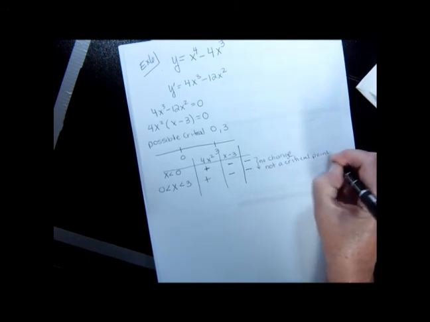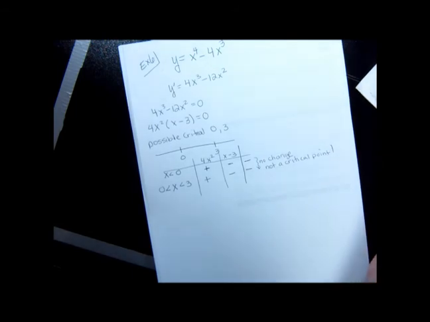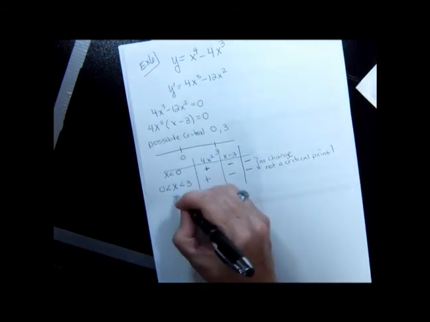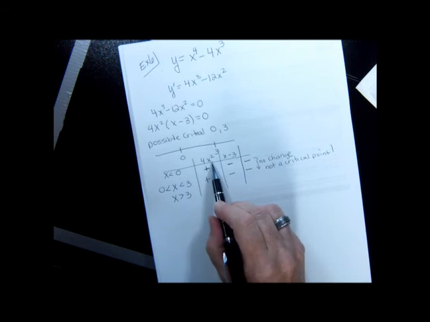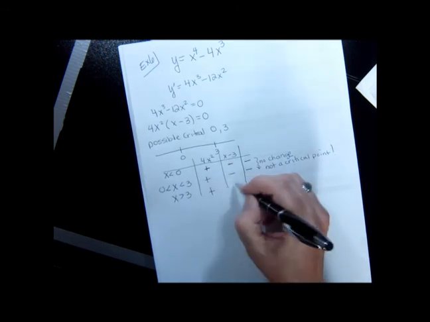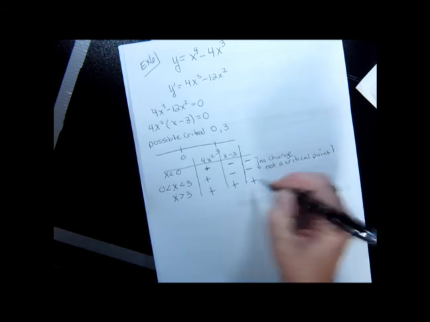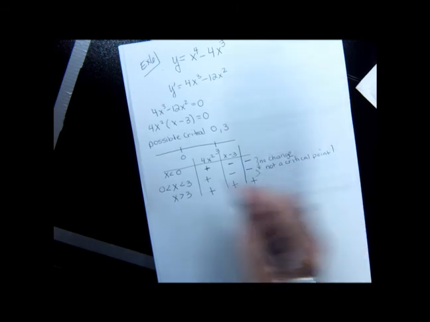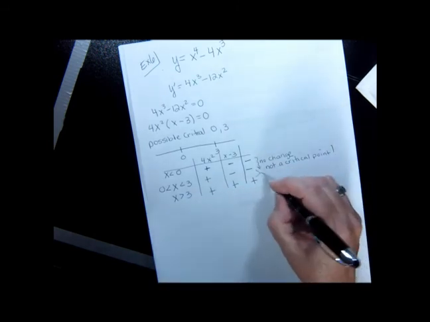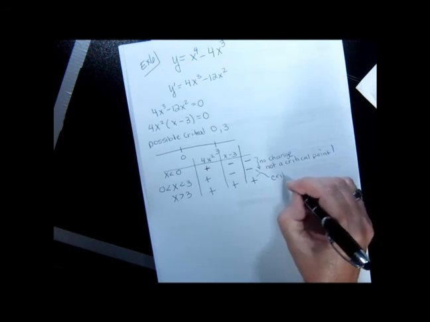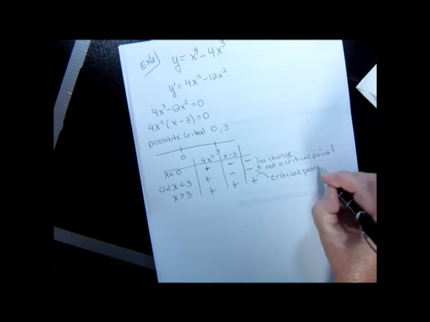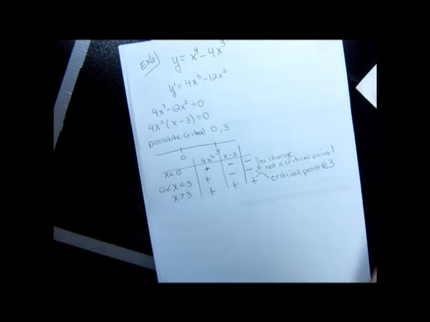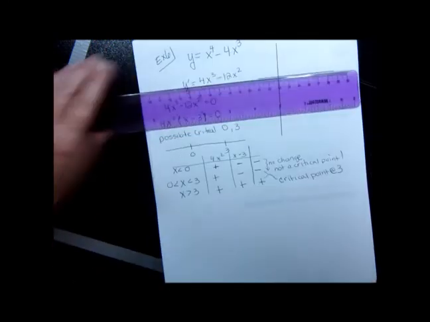Okay, now let's look at greater than 3. Again, just caring about the signs. If I put 4 in here, this will be positive. This is going to be positive. Now I have a change here from negative to positive, so my value 3 will be a critical point. So I have a critical point at 3.